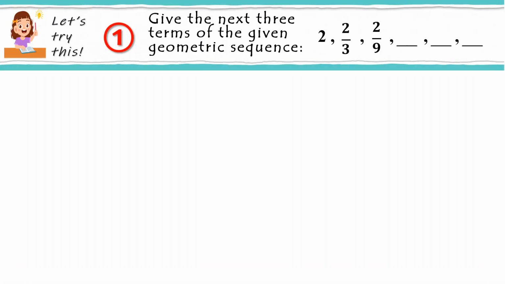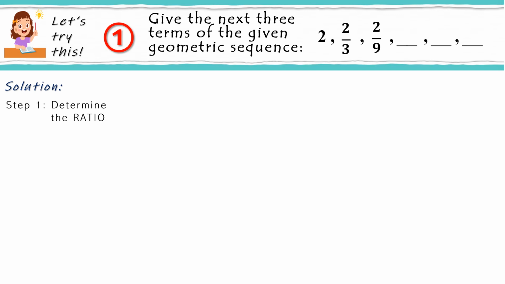Sagutan natin ang problem number 1. Give the next three terms of the given geometric sequence. 2, 2/3, 2/9, blank, blank, and blank. So, para makuha yung tatlong susunod na terms ng ating geometric sequence, unang kailangang gawin ay to determine the ratio.